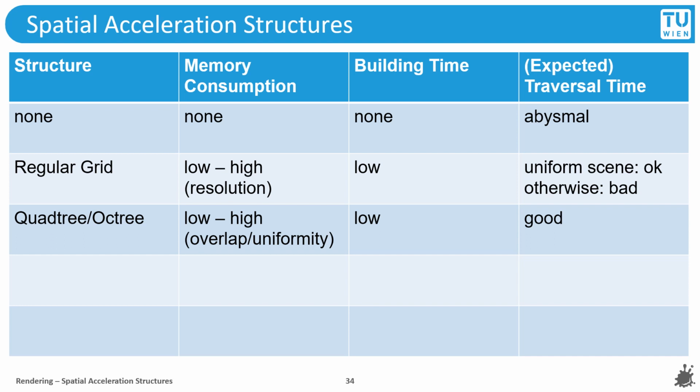So to summarize the properties of the quadtree and octree, again, the memory consumption ranges from low to high, depending on the amount of overlap that we see and the uniformity of the distribution of the geometry. The building time is generally low, and the expected traversal time, while it is not excellent, is usually expected to be much better than what we see in a regular grid.